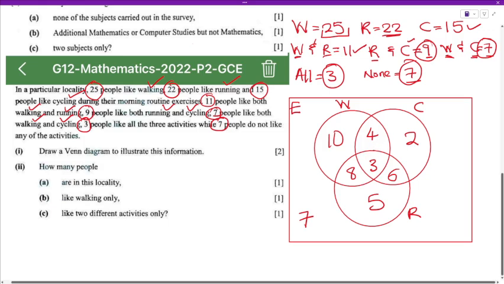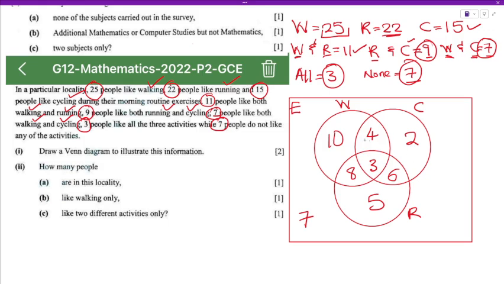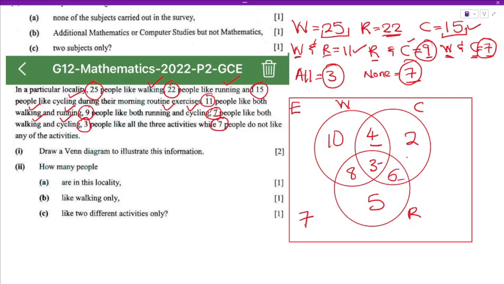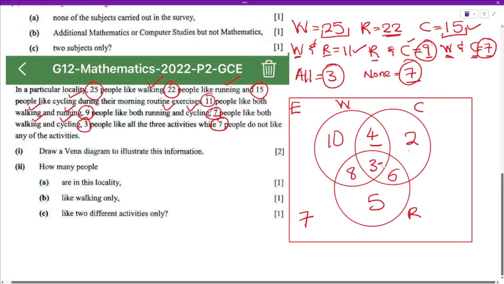Okay, all right, we can now confirm the sets. What is the total for cycling? The total for cycling should be 15. Let us add everything in cycling. 4 plus 6, that is 10. 10 plus 3, 13, plus 2, 15. We've confirmed that that set is correct, because cycling is supposed to be 15 there.